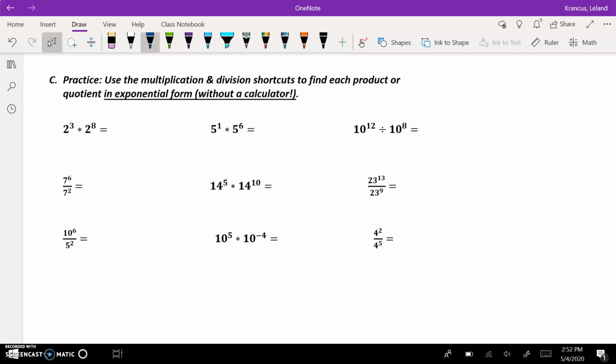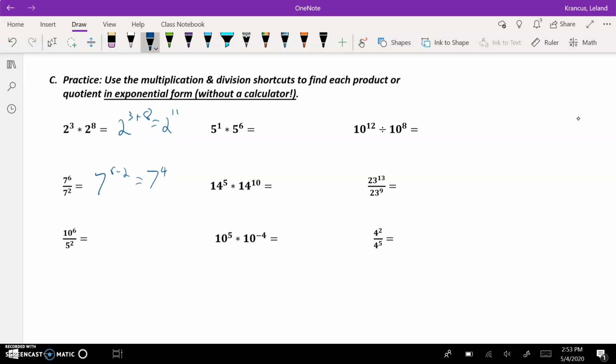So on these, it should be pretty quick because you don't have to deal with these numbers in their giant standard form. You can just deal with them in the form that they're in, exponential form. So this would be 2 to the power of 3 plus 8, 2 to the 11th power. So like 2 to the 8th power is a pretty big number. I don't have to deal with that huge number if I leave it in exponential form. This would be 7 to the power of 6 minus 2, so that would be 7 to the fourth power. Again, pretty easy to do in exponential form. You don't need a calculator.